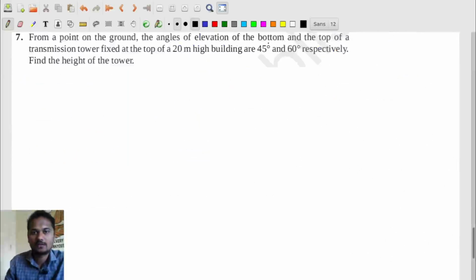The angles of elevation of the bottom and top of a transmission tower fixed at the top of a 20-meter high building are 45 degree and 60 degree. Find the height of the tower, right? So now here we have the tower, the 20-meter high building, and two inclination angles. How to interpret the data is again very important here. So from a point on the ground, let me take a base or a ground here.